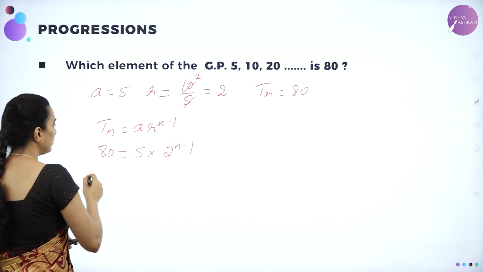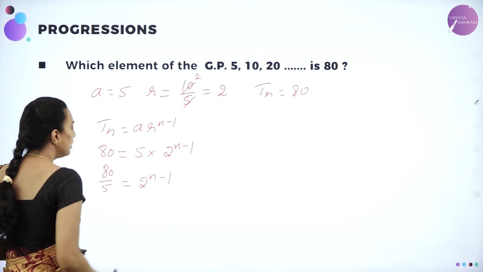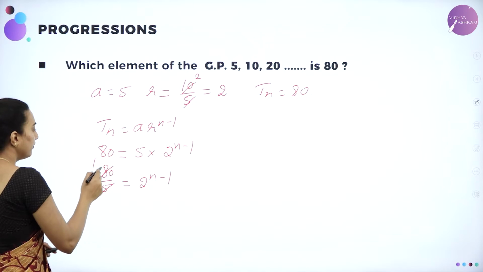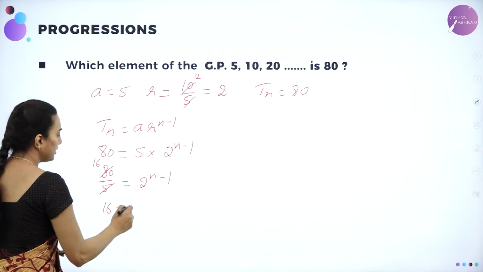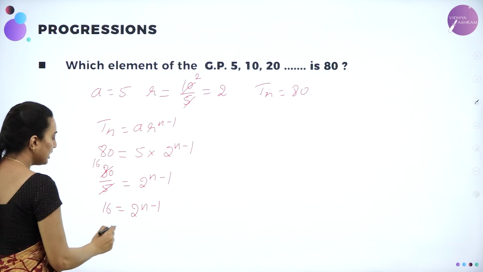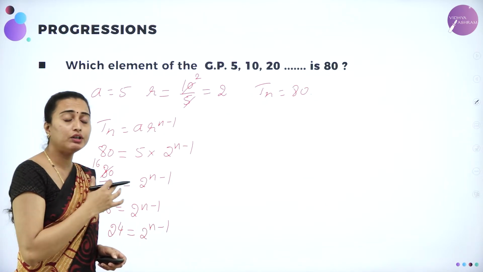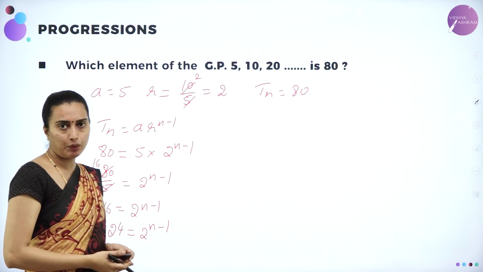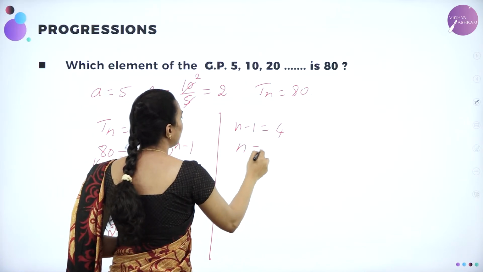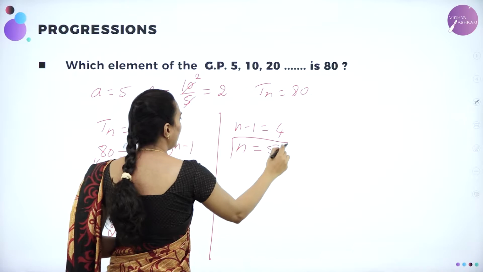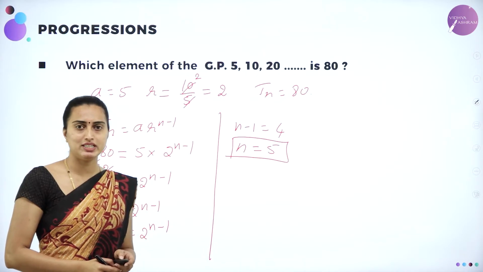You can take this 80 to this side. So 80 divided by 5, which implies 2^(n-1). So you can cancel over here. 5 ones are 5, remaining is 3, so 5 6s are 30. I can write this as 16 = 2^(n-1). 16 can be written as 2^4, which is equal to 2^(n-1). Now according to the theory of indices, the bases are same, I can equate the powers. So therefore equating n minus 1 is equal to 4, or n will be 4 plus 1, which is 5. So the fifth element will be the 80. I hope you got this one. We'll move on to the next question, dears.